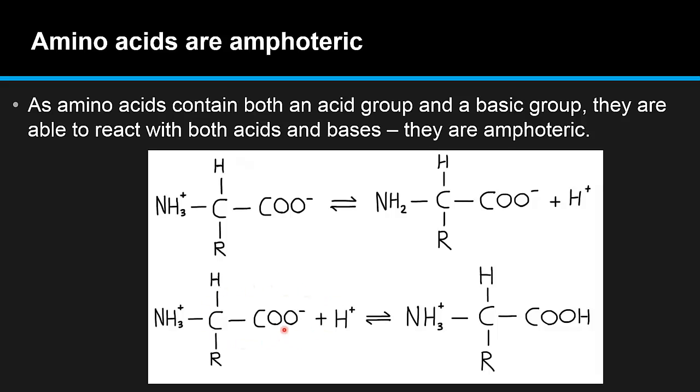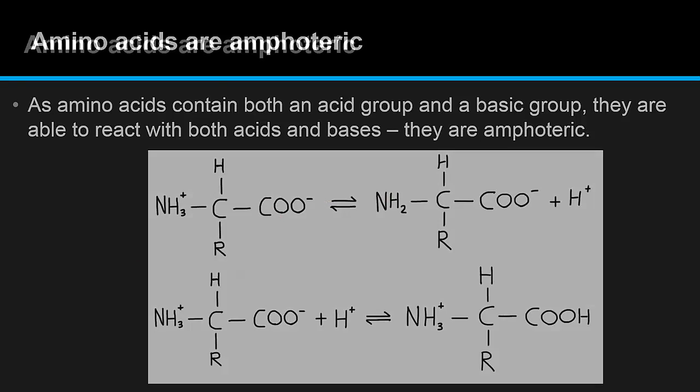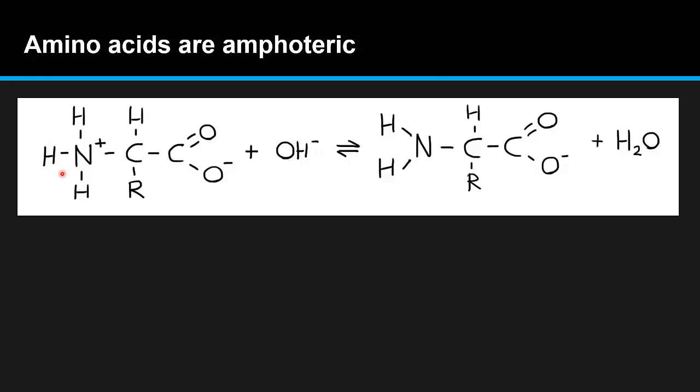This equation shows the zwitterion accepting this proton, and it joins on this negative COO negative group here, and on the right side you can see we have a COOH group. So this is one way of writing equations to show that amino acids are amphoteric. We'll now look at another way.